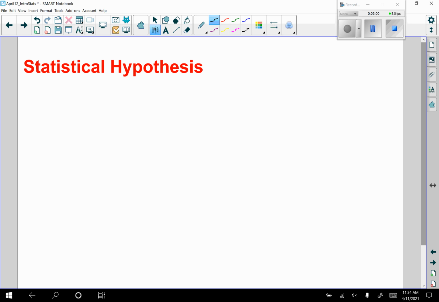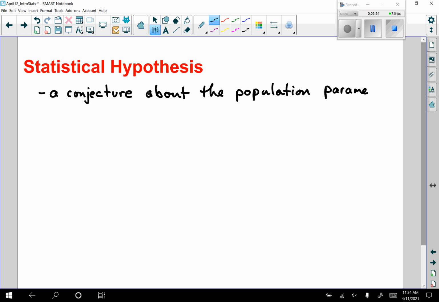All right, so what is a statistical hypothesis? Well, it's a statement. It's actually a conjecture about the population parameter. It could be a question that a researcher wishes to answer, but either way, they're going to state it as a conjecture and then test their claim. So conjecture about the population parameter. It may or may not be true.